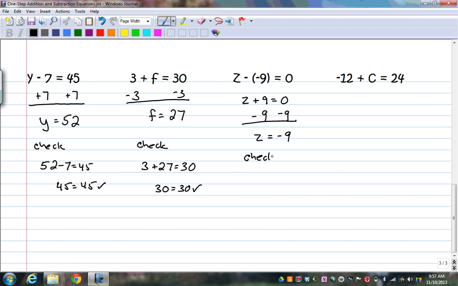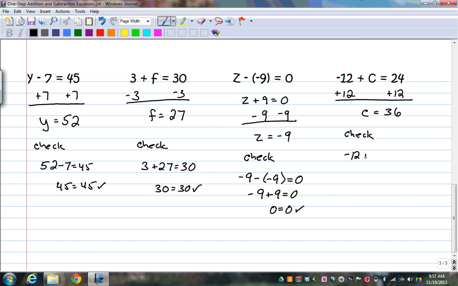I'll perform a check step. And I have negative 9 minus negative 9 should be equal to 0. This is negative 9 plus 9 equal to 0, and 0 equals 0. Sure enough, it works. Then my last problem here, I have a negative 12. I'm going to get rid of that by adding 12 to both sides. Negative 12 plus 12 is 0, and I have c is equal to 36. I check. I have negative 12 plus 36 should be equal to 24. And sure enough, it is.